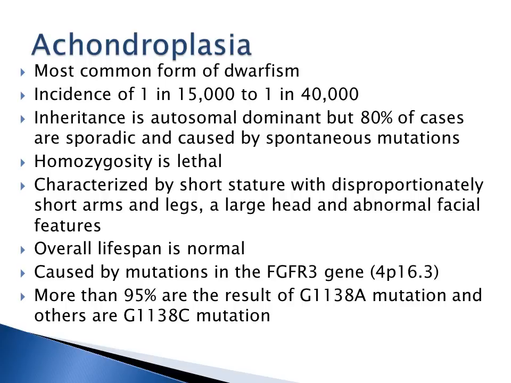Homozygosity is lethal, and individuals with achondroplasia demonstrate short stature with disproportionately short arms and legs, a large head, and abnormal facial features. Overall lifespan is normal, and the disorder is caused by mutations in the FGFR3 gene. More than 95% of these mutations are the result of a G to A mutation at position 1138. Others are from a G to C mutation at the same position.